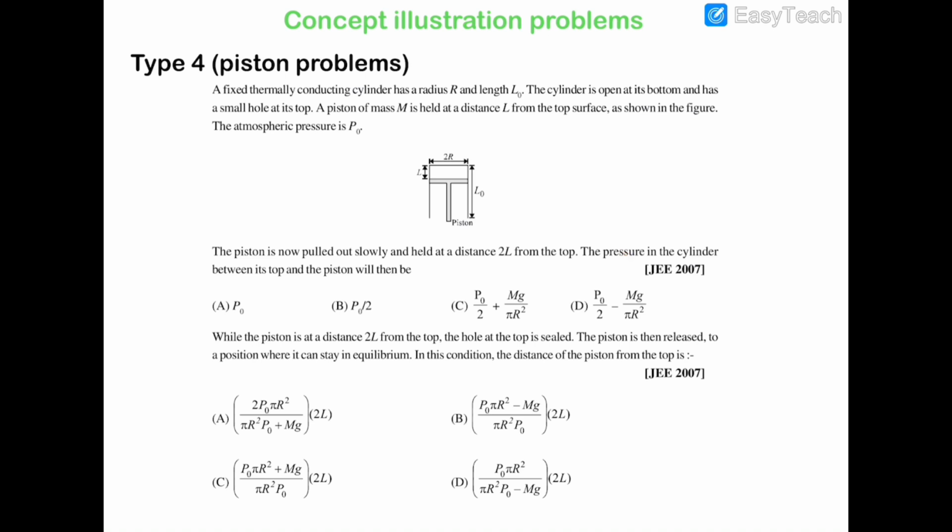So this is quite an obvious thing that when this piston is pulled out, this hole is open, and therefore atmospheric air would pass easily through this hole inside the cylinder, and therefore the pressure inside the cylinder would be P0. So we can say that the pressure will be P0. So the correct answer of this question is A.